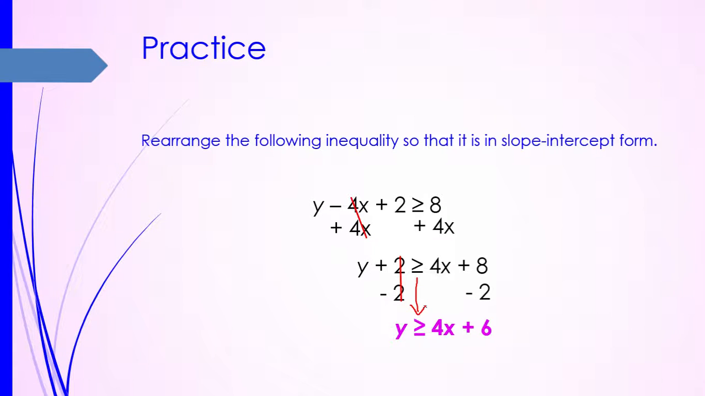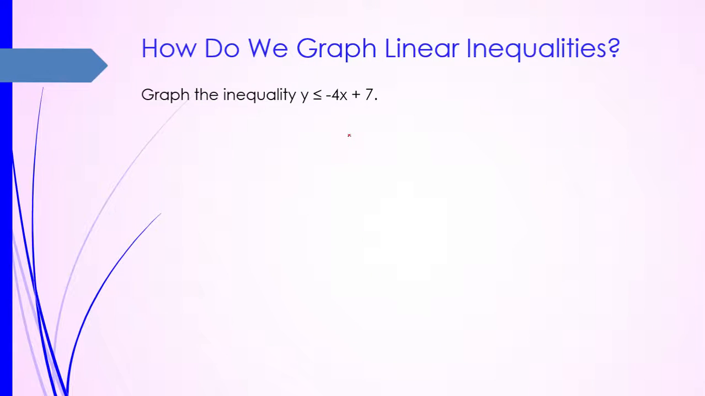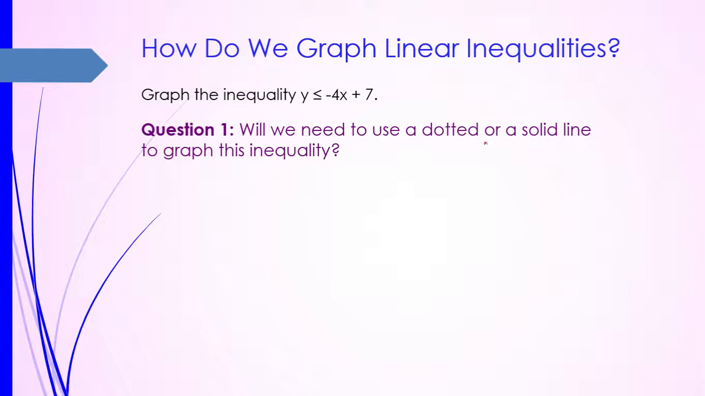They are the same. Alright, now let's get into the fun part, which is graphing linear inequalities. So we have this example. y is less than or equal to negative 4x plus 7. So the question you should ask yourself first is, will we need to use a dotted or a solid line to graph this inequality?